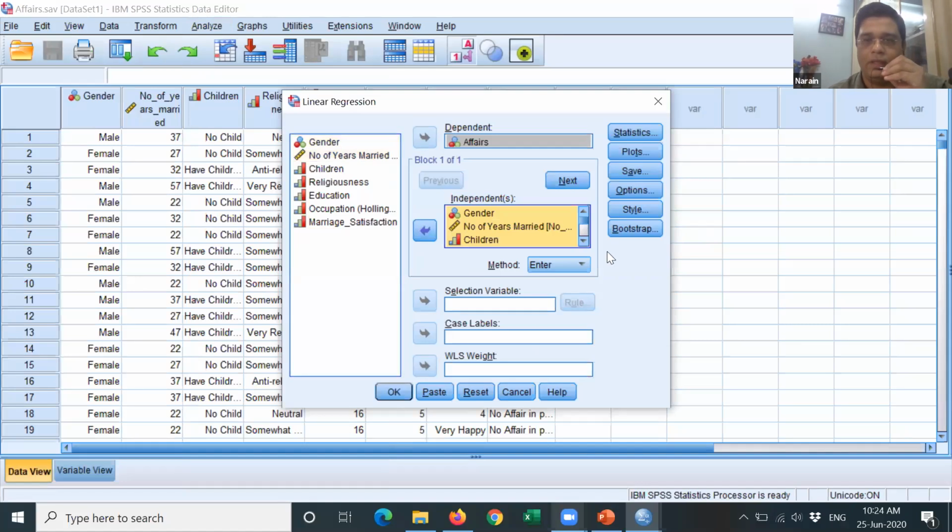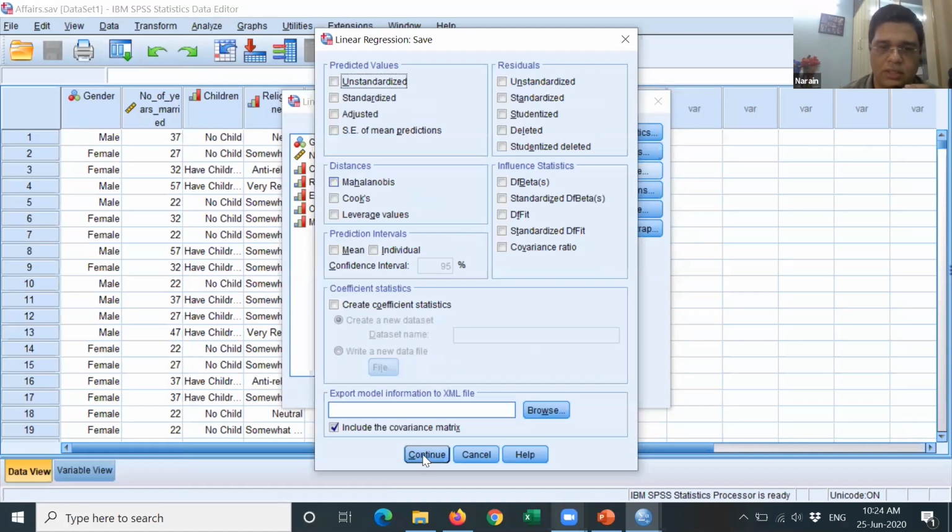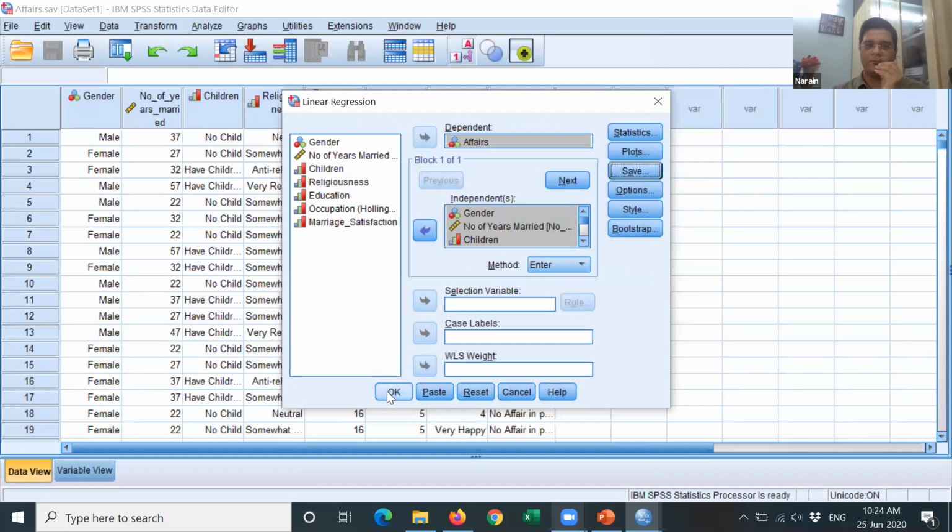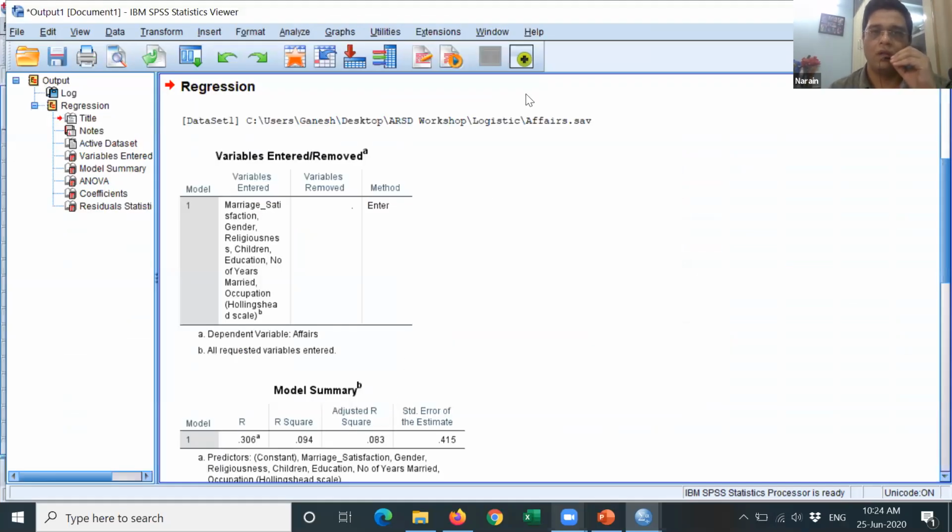Let me have a save here. Let me save my predicted values, which are unstandardized. I'm not using much of the other options, and I simply press OK. This is simply what you will do in a simple linear regression model. So I simply press OK, and there's the output view. Is that screen also visible to you all? Yes, sir, it is visible.